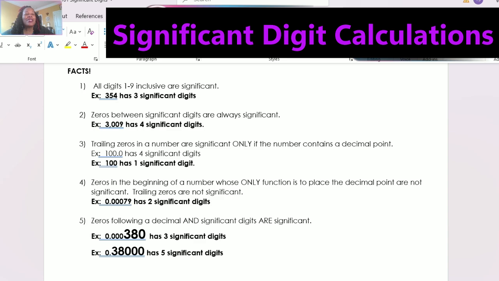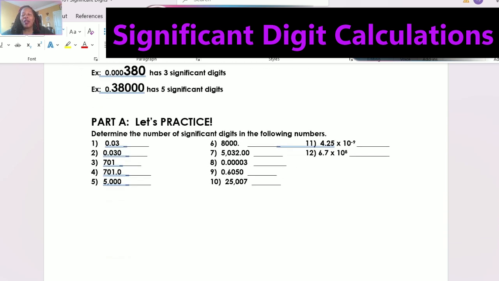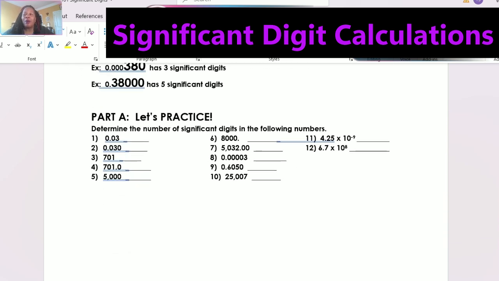Now, if you were with us yesterday, you know that we were talking about significant digits, significant numbers. And so that's what we're going to look at today. So let's go ahead and get into a couple of these practice problems, okay?